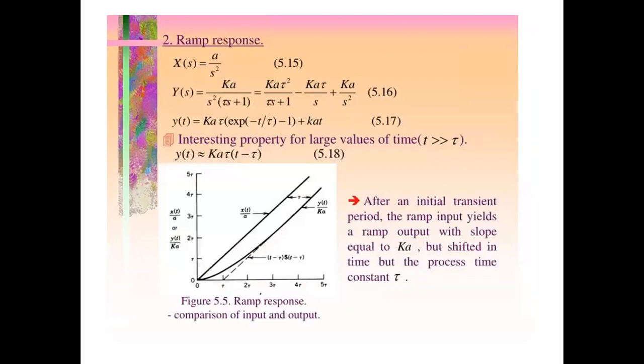The next response we have to see is the ramp response. For a ramp, we know that X of t is equivalent to A t. Taking the Laplace transform, it is equivalent to A divided by s squared. So Y of s is equivalent to K A divided by s squared into tau s plus 1. That is K A tau squared divided by tau s plus 1, minus K A tau by s, plus K A by s squared. Y of t is equivalent to K A tau times exponential of minus t by tau minus 1, plus K A t. So after an initial transient period, the ramp input yields a ramp output with a slope equal to K A, but shifted in time by the process time constant tau.